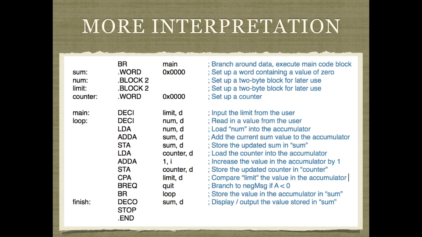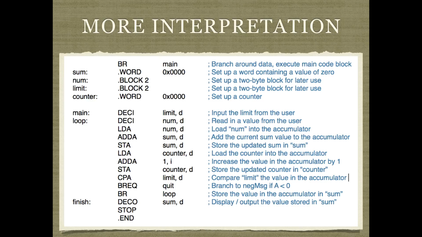In this vein, we're now going to compare the limit that we received from the user in that very first line against the value in the accumulator. That is a command that we did not explicitly cover, but in this situation, I think you'll forgive me. So whatever value is in the accumulator is the updated value of counter. So the first time through, counter was 0 initially, then we add 1 to it, and now it's a value of 1 in the accumulator.